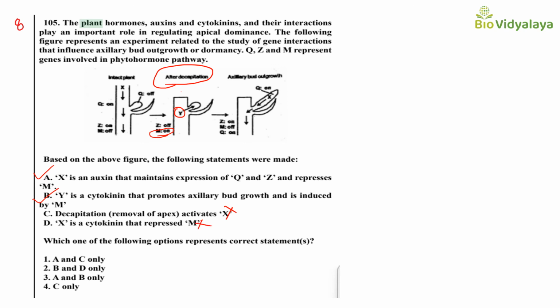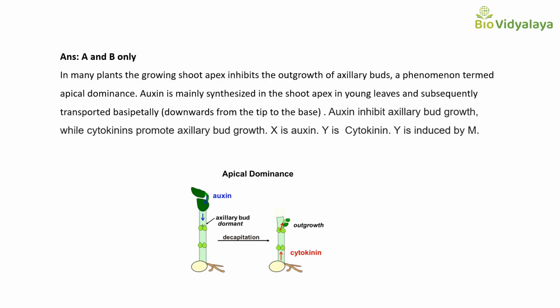So which one of the following options represents the correct statements? The correct statements are A and B. So here, option 3, A and B only. So option 3 is the correct answer. Okay, so this is the explanation.